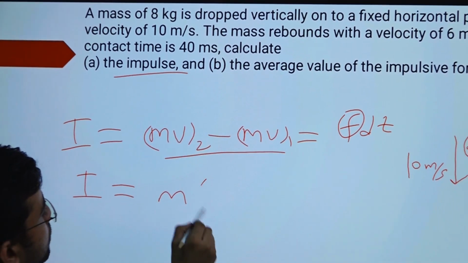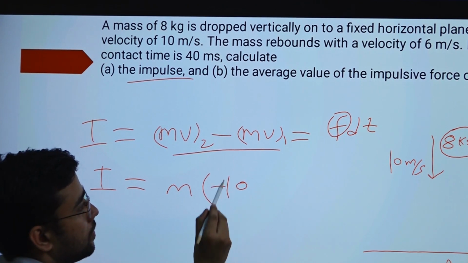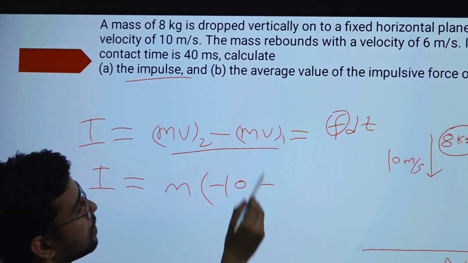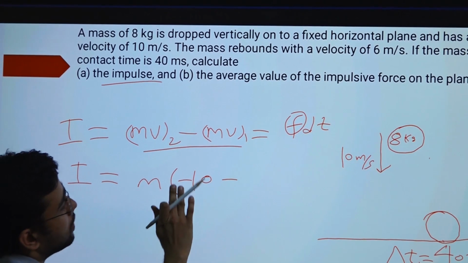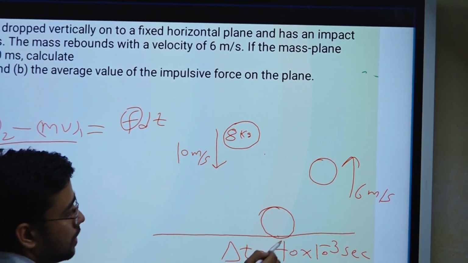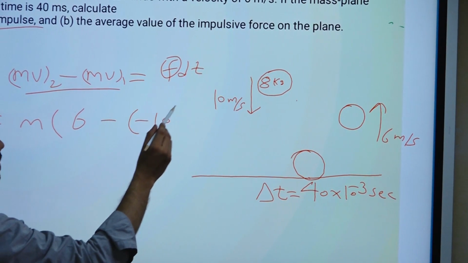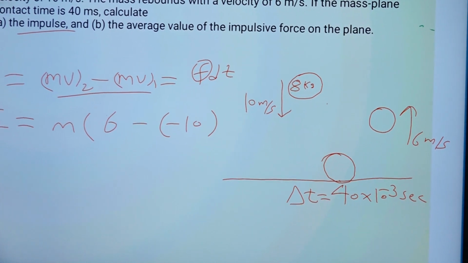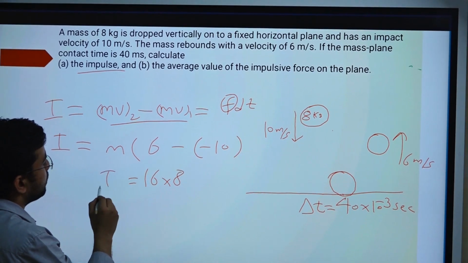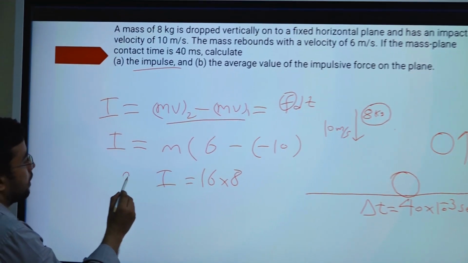Mass is constant. So first one is velocity in downward direction. Suppose the velocity in downward direction is negative, because normally we assume velocity in downward direction as negative. Sorry, this is v2, right. So it is the velocity after the collision. It is 6 minus 10, right, and 6 or 10 becomes 16 to 8. So that will be your impulse, right. That is the answer of A.